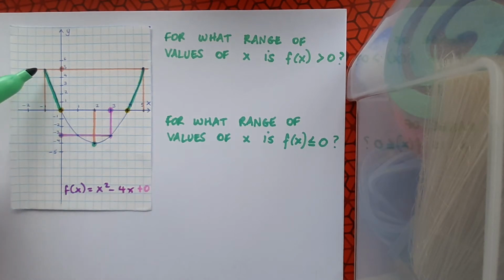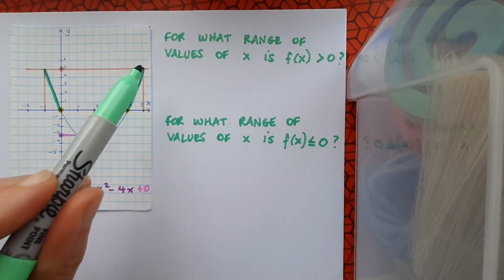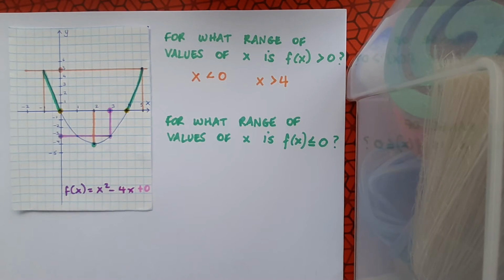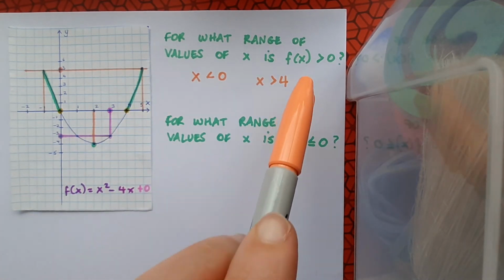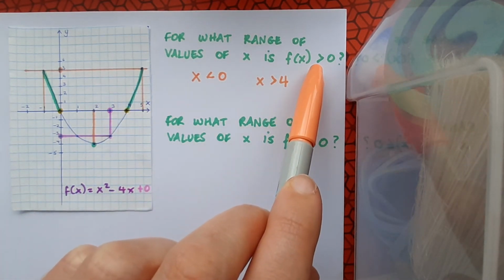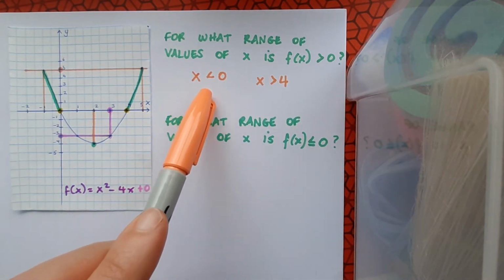If it's before a value, it's less than. If it's after a value, it's greater than. So in this case, I should write my answer as x is less than 0 and x is greater than 4. Notice that the question was a symbol without an equals part, so I didn't use an equals bit in my symbol either.